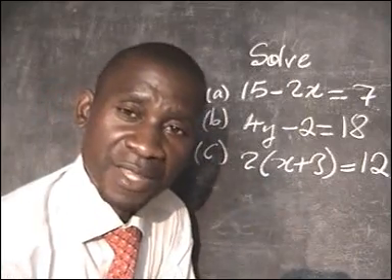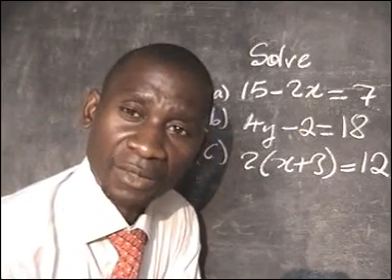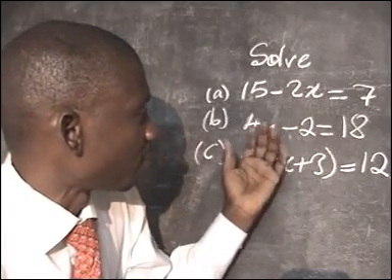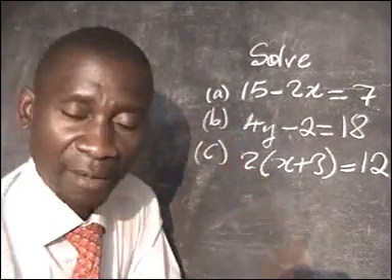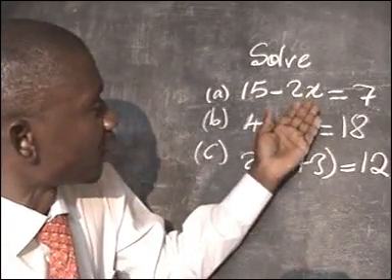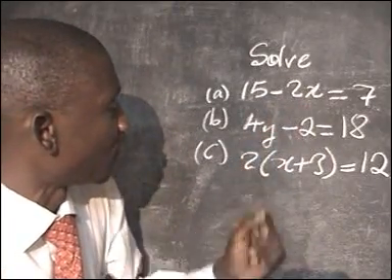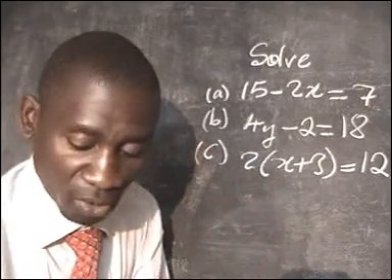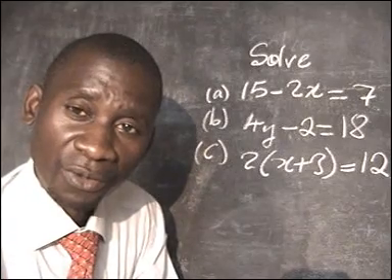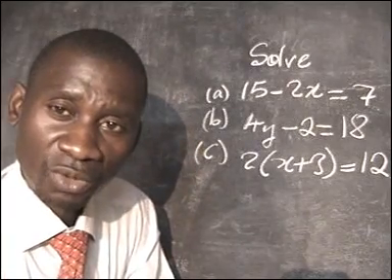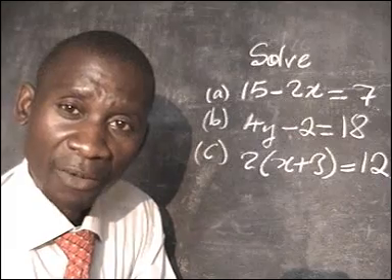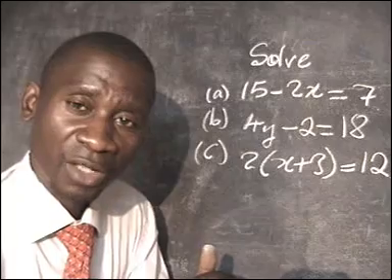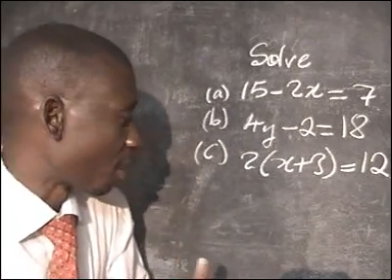To solve simply means to work out by calculating, or to make the letter, or the variable, which is the unknown letter, the subject of the formula. In the first equation, the unknown letter is x. In the second one, the unknown letter is y, and in the third one, the unknown letter is x. So how to solve each of these three equations? I'm going to solve them one by one, moving at a slower pace in order to make you understand how to go about it.